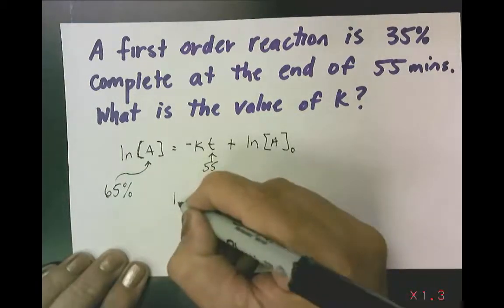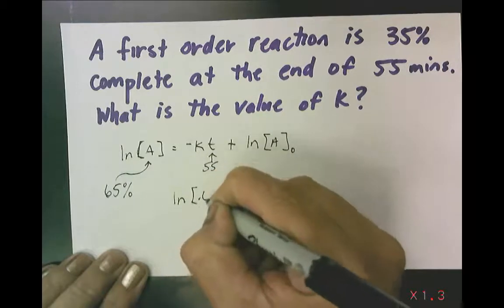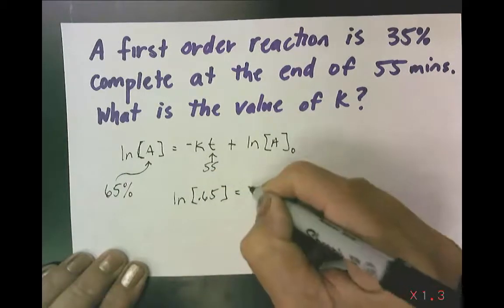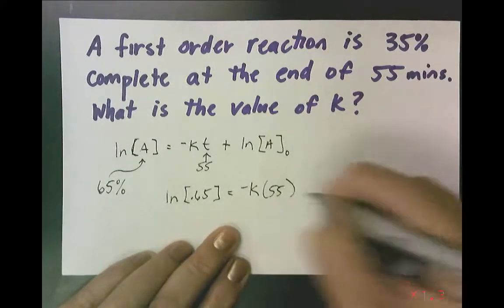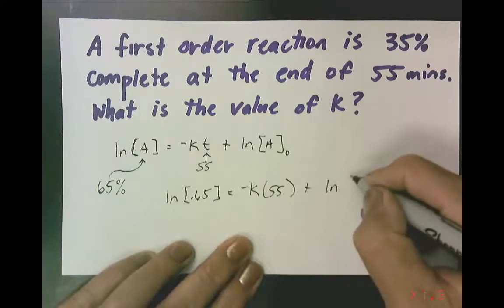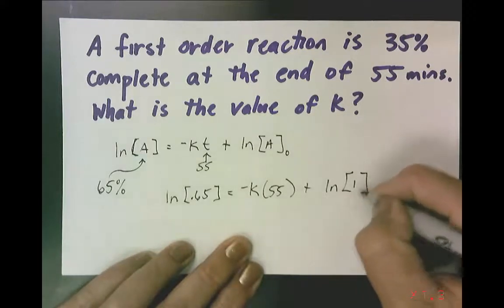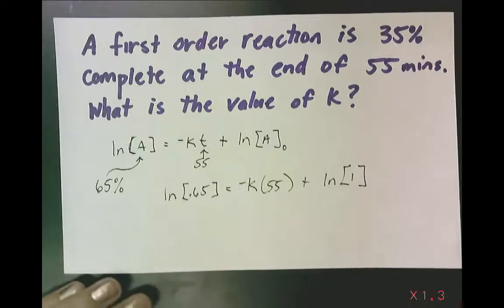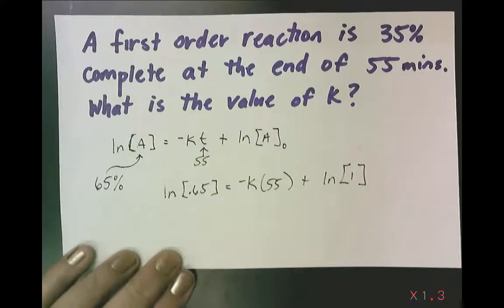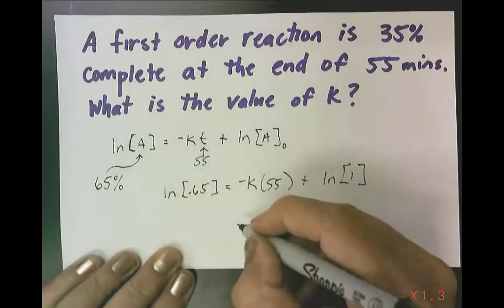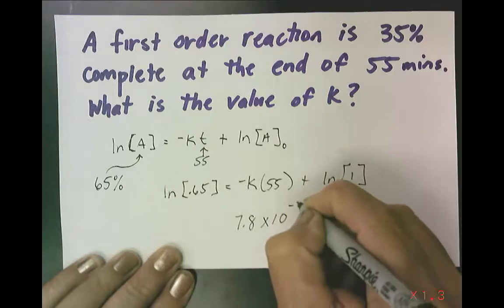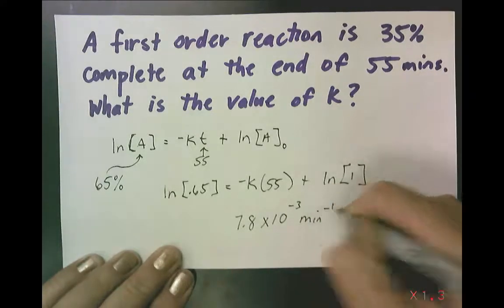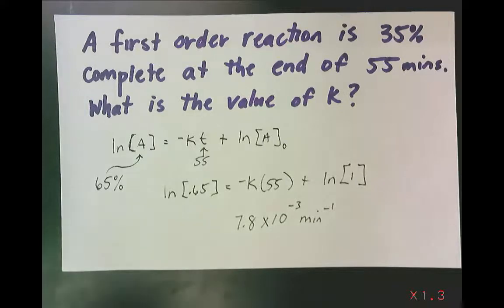So we're going to have the natural log of 0.65 equals negative K, because of negative slope, times 55 minutes plus natural log of 1, our original starting material, which was 100%. Okay, and now you're just solving for K, and so your K should turn out to be 7.8 times 10 to the negative 3rd per minute. Okay, so that's how you solve that problem.